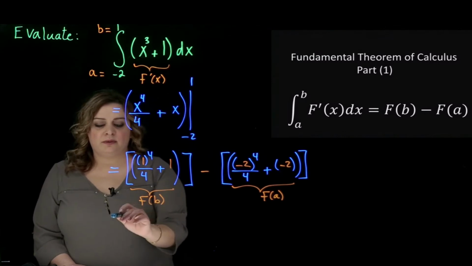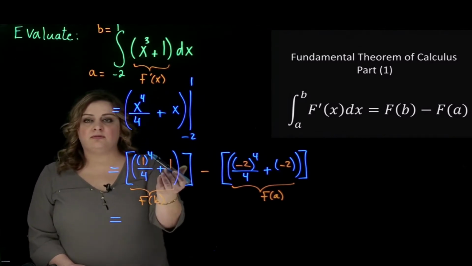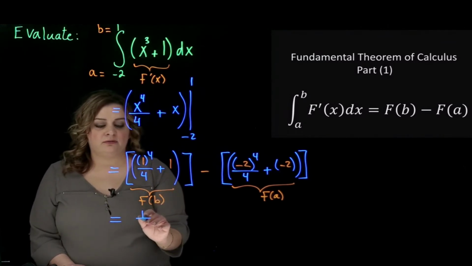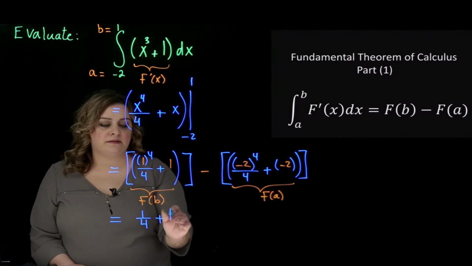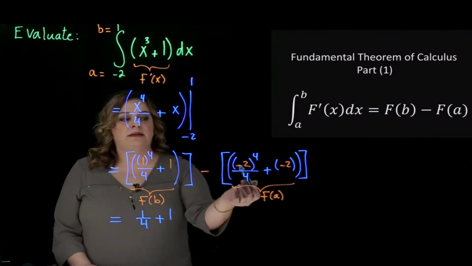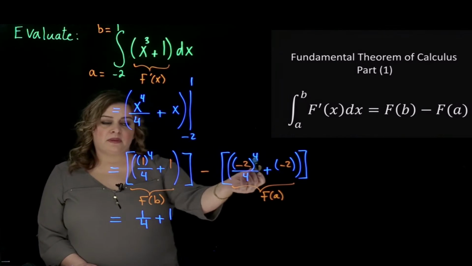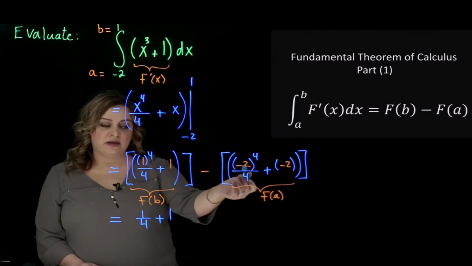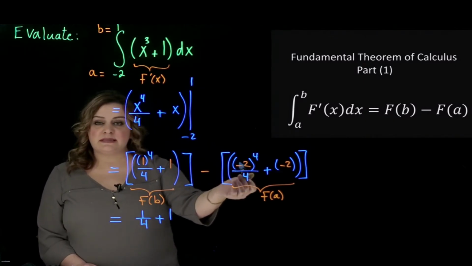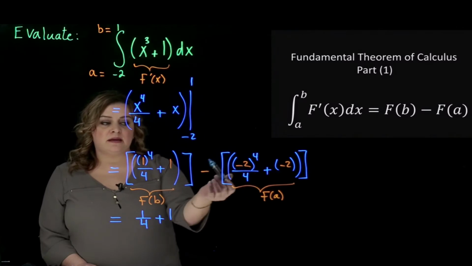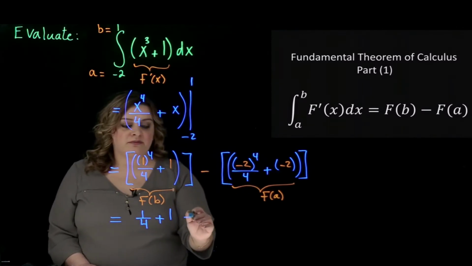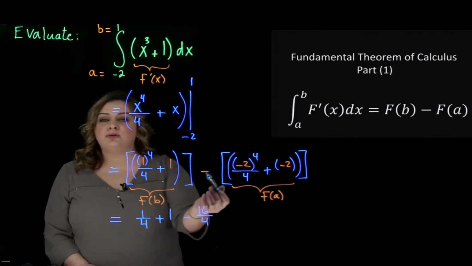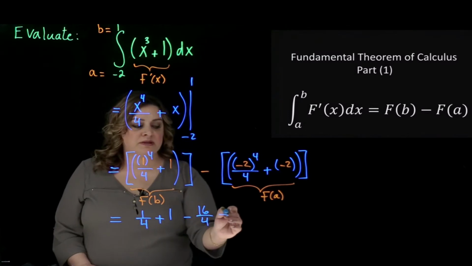Simplifying, 1 to the 4th power is 1. 1 to any power is 1. So we will have 1/4 plus 1. Now -2 to the 4th power: 4 is an even number, so the outcome is always going to be positive. So -2 to the 4th power is 16. Positive 16 times negative will give me -16 over 4. And -2 times -1 is +2.